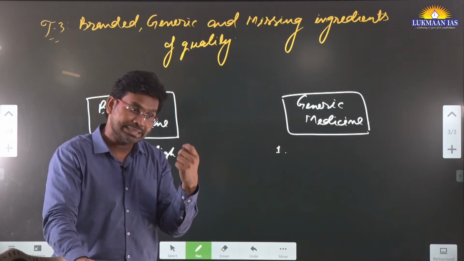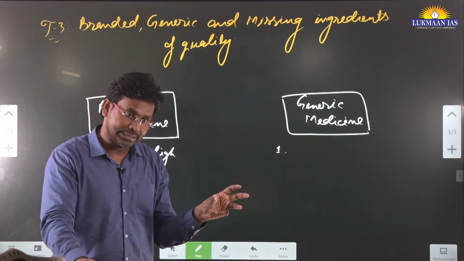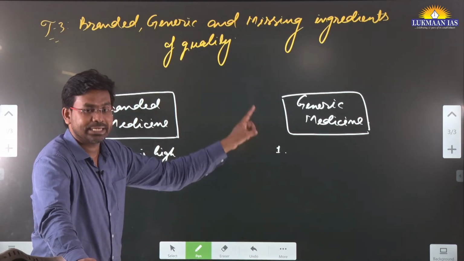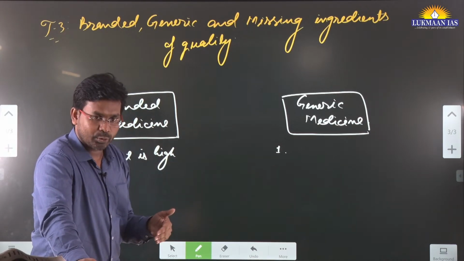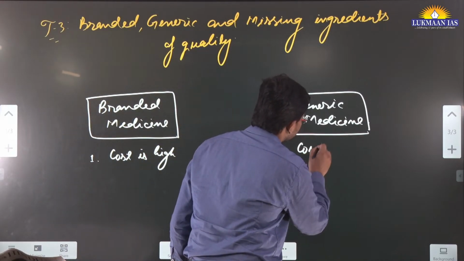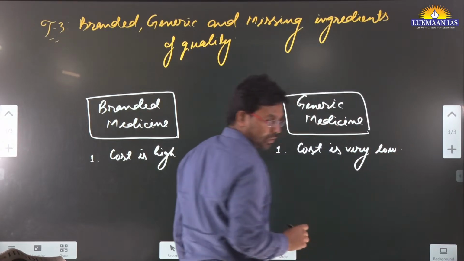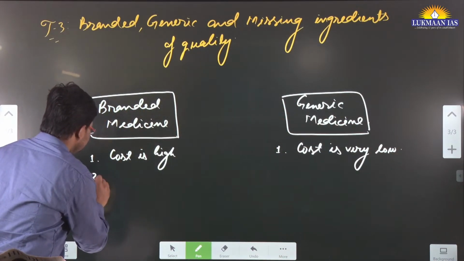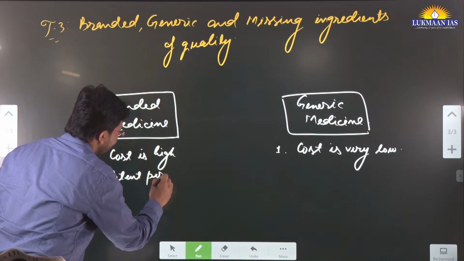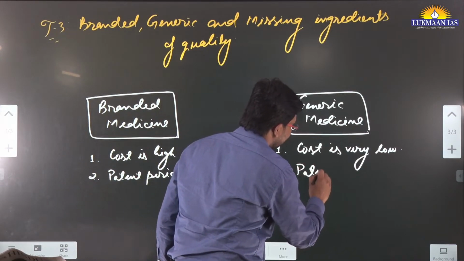So they are able to use the same ingredient, the same formula, to manufacture a medicine which has the same therapeutic effect as the branded medicine. But since royalty is not being given to the company, its cost is very low. So over here its cost is very low, right? Over here this is under patent period, and over here the patent has generally expired.